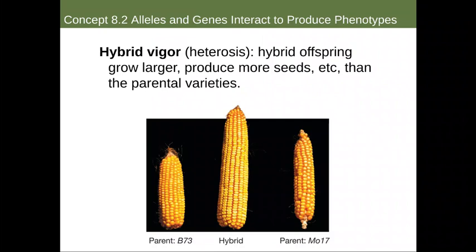So sometimes we have hybrids. Now, hybrid vigor, or heterosis, refers to hybrid offspring that can grow larger and produce more seeds than the parental varieties.